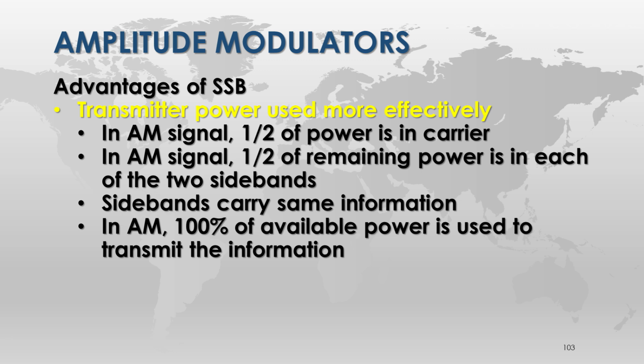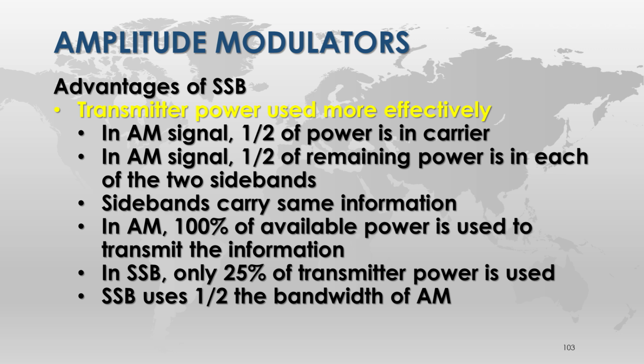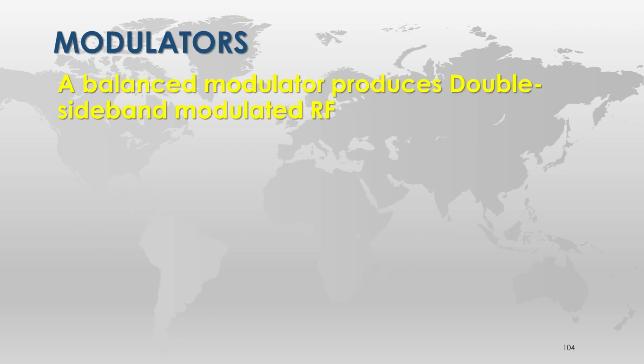Because we don't want to burn up our radio, the 100 watt radio generally doesn't put out 100 watts in AM. In single sideband, only 25% of transmitter power is used. So if I've got 100 watts going out in AM, that's only going to have 25 watts on each side though. Single sideband uses half the bandwidth because we're only using this 3 or that 3. We're not using the whole 6. A balanced modulator produces double sideband modulated RF.